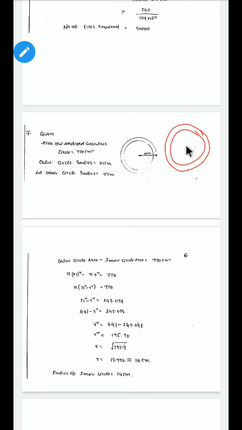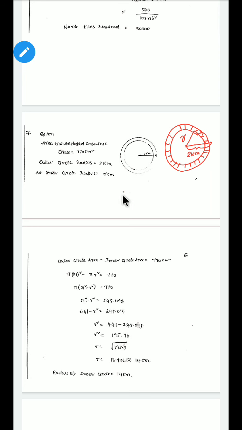So the radius of the outer circle is given here, 21 centimeter. The radius of the inner circle will be smaller, and the area of this enclosed figure, that means this area, is given here as 770 centimeter square. So how to find out this area?